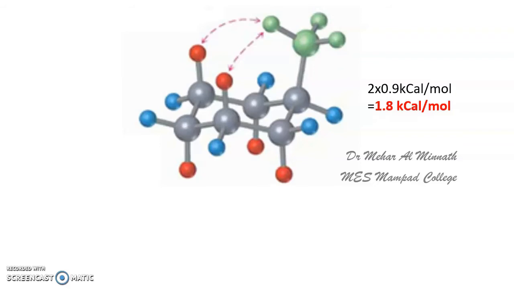We can also just keep in mind that the energy of the equatorial conformer is almost the same as the energy of the unsubstituted cyclohexane.